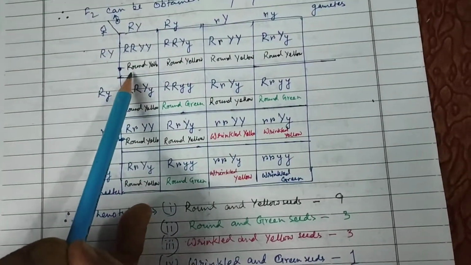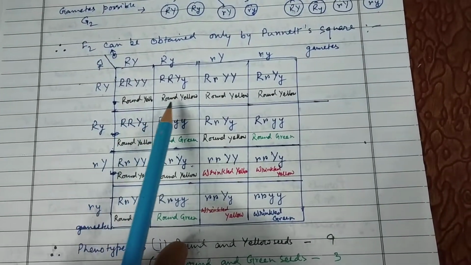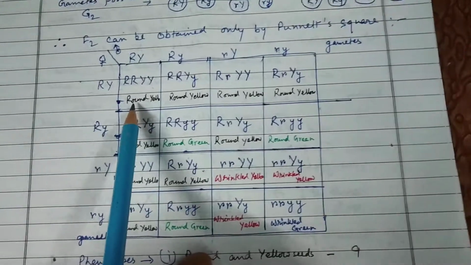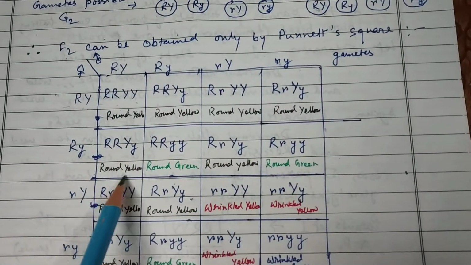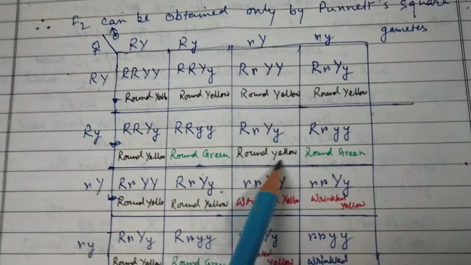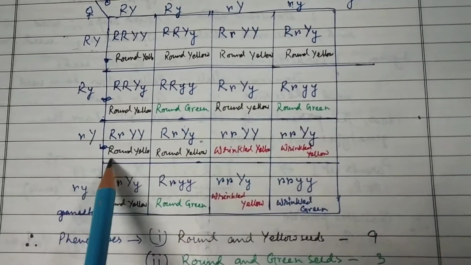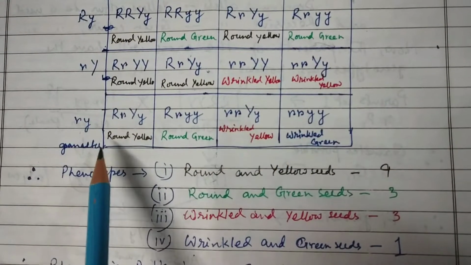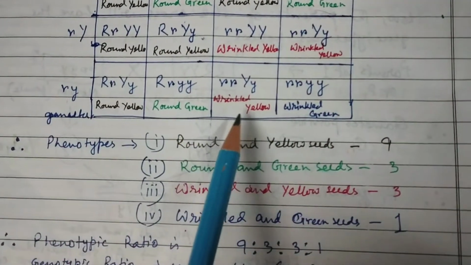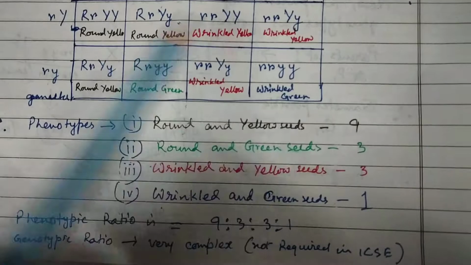Now in each square I have written the appearance of the individual. Look at that. It will be round yellow, round yellow, round yellow, round yellow, round yellow, round green, round yellow, round green, round yellow, round yellow, wrinkled yellow, wrinkled yellow, round yellow, round green, wrinkled yellow, and wrinkled green. Therefore, the phenotype becomes 4 types.